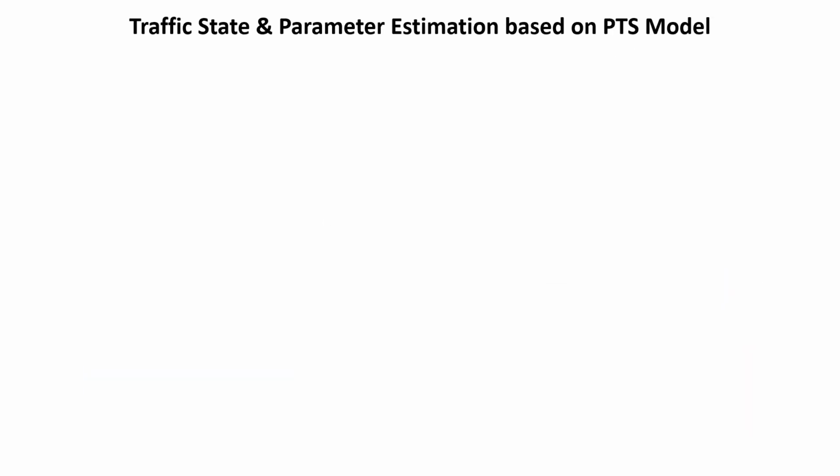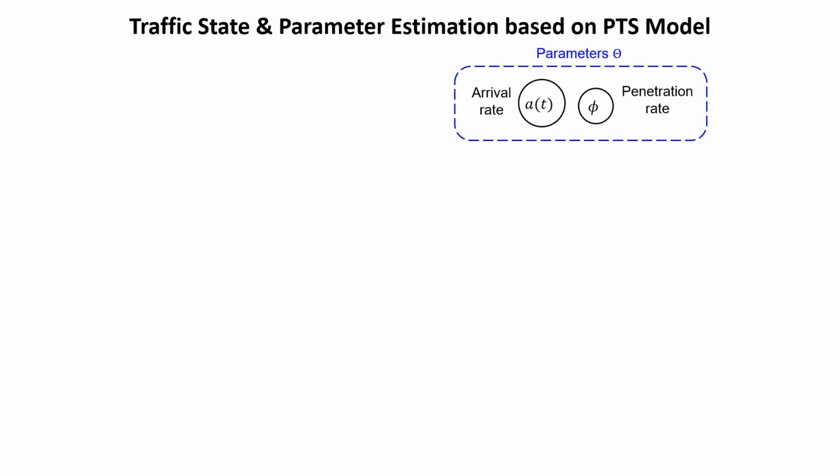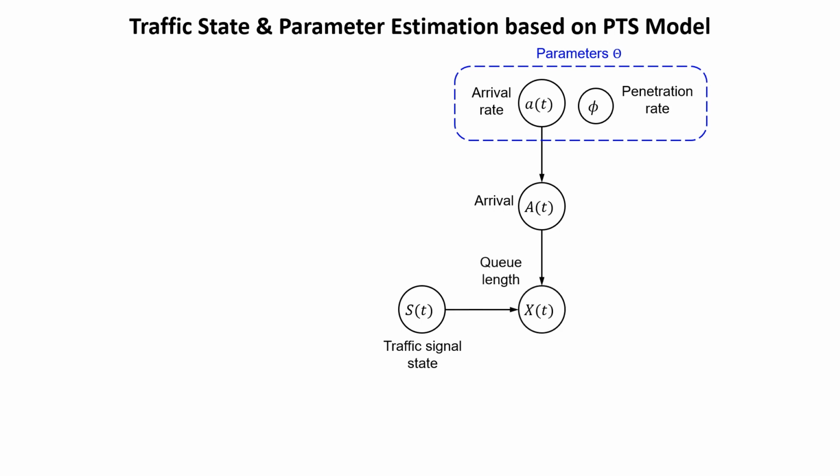Now we will briefly discuss how to utilize the PTS model to estimate the traffic state and its parameters. First, we explore the probabilistic graphical model to describe the relationship between different parameters and random variables. We start with stationary parameters that include the arrival rate and penetration rate. Given the arrival rate, we get an arrival A. The traffic signal state is denoted as S. Both of these influence the queue length X.